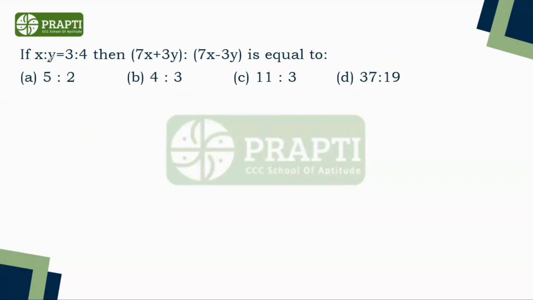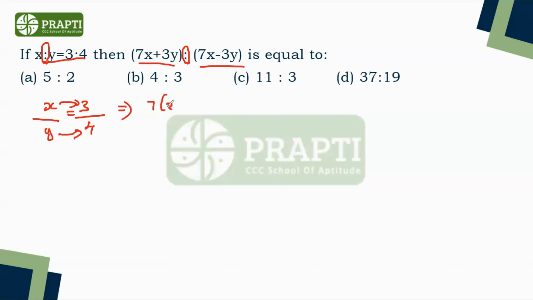So x is to y is equal to 3 is to 4. Then 7x plus 3y is to 7x minus 3y is equal to... See, here also it is in the ratio. Here as well, it is in the ratio. So very simple. x by y is equal to 3 by 4. You just see x value is 3 and y value is 4. Directly you can substitute it.